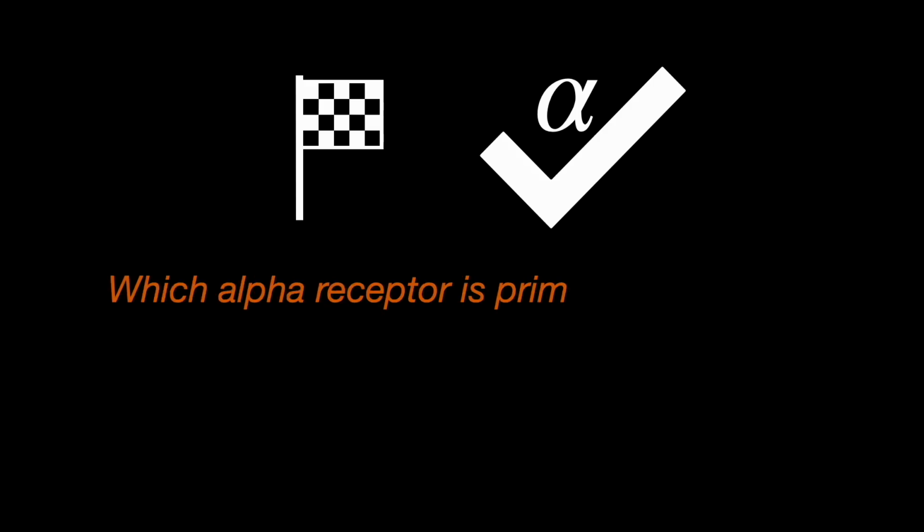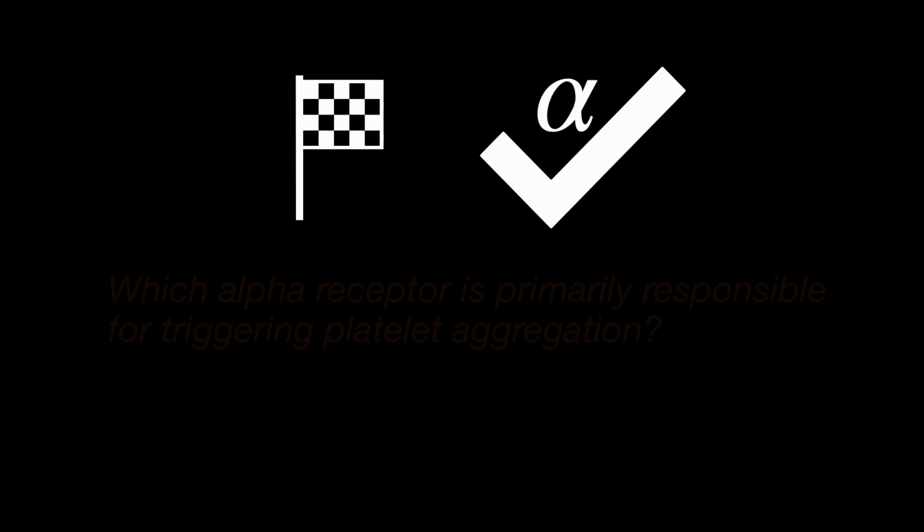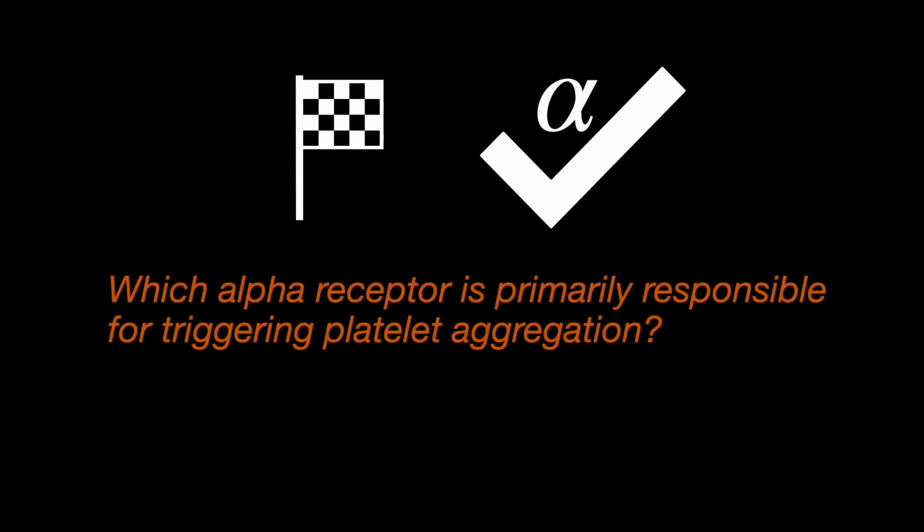And that brings us to the end of today's topic. Now that you have mastered the core functions of alpha receptors, it's time for today's high-yield challenge. If you are ready, here comes today's question. Which alpha receptor is primarily responsible for triggering platelet aggregation?